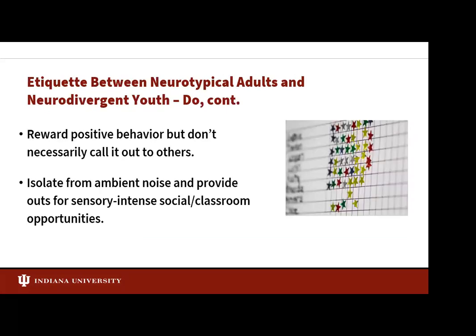And then another continued version of the do's. Reward positive behavior, don't necessarily call it out, because, as I'll explain in a future slide, we want to make sure that anyone who's neurodivergent is treated first as a human, and not isolated or singled out because of their condition or their personality. And then isolate from ambient noise. We're very sensitive a lot of the time. Sensory sensitivity is a very big thing. So isolating kids from that and providing alternative activities for them is a do for sure. Next slide.